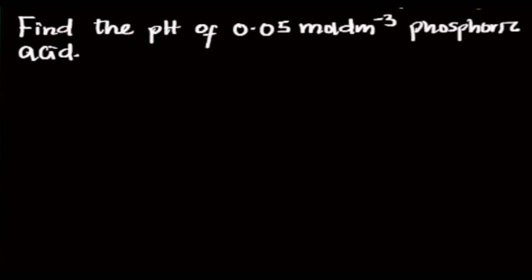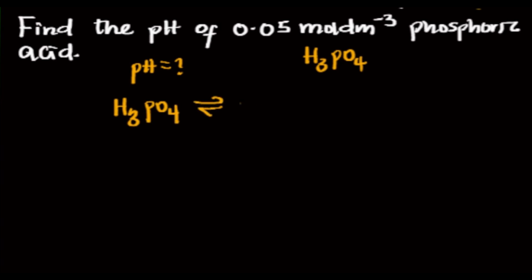So let's see the question that we are having here. The question says, find the pH of 0.05 mole per dm³ of phosphoric acid. Phosphoric acid is actually H3PO4. This is phosphoric acid. Whenever it undergoes dissociation, let's see what we are going to have. We are going to have hydrogen ion, that's the first thing, and also a phosphate group, which is PO4 3 minus in this scenario.